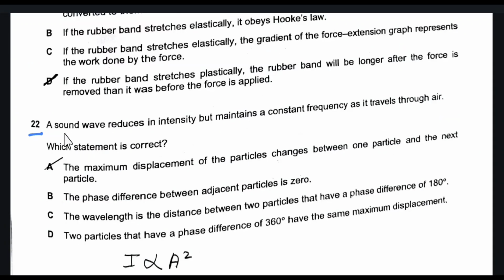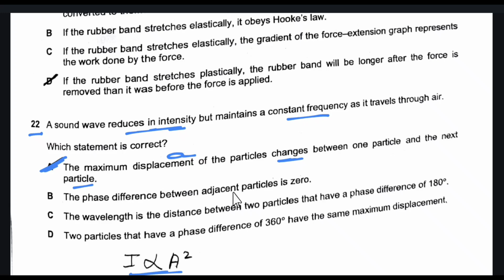In question number 22, a sound wave reduces its intensity but maintains a constant frequency as it travels through air. Which statement is correct? The maximum displacement of the particle changes between one particle and the next. As we can see, intensity is reduced, and intensity is directly proportional to amplitude squared. Thus if intensity changes, then maximum displacement, that is the amplitude, also changes. So this statement is correct.